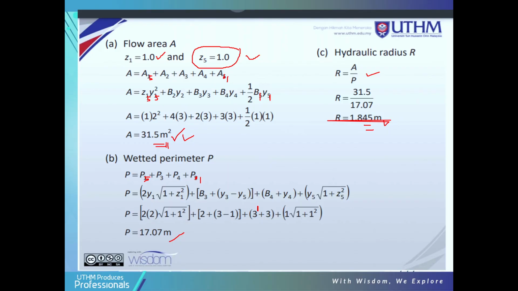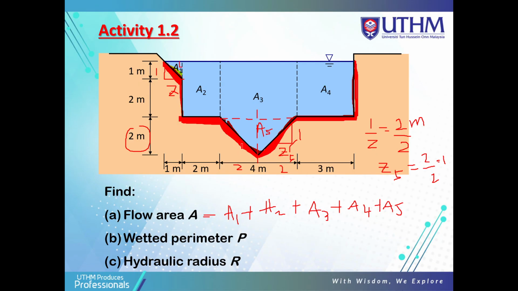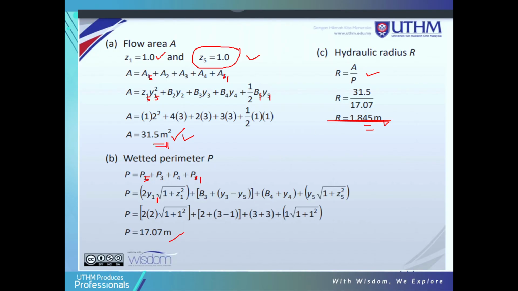So use the formula for the wetted perimeter for the types of this channel and this channel and this channel and also this one. You just put in the values until you get the value of P. The wetted perimeter is 17.07 meter. Then you get the hydraulic radius R equal to A over P. Just put A divided by P, so you get this value. So this is the calculation step by step: you must find the area, you must find the wetted perimeter, and you must find the radius.